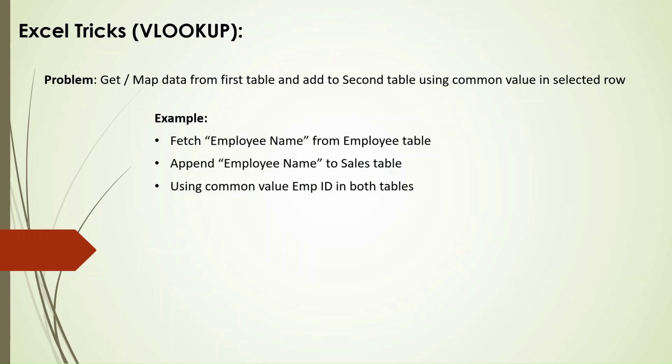So think of it this way: we have two tables. First is an employee table, which has employee ID and employee name, and then we have a second table, which is a sales table, and that table just has an employee ID. So what we need to do is fetch the employee name from the employee table and append it to the sales table using a common value in both the tables, which is employee ID. Let's see how it is done in action.